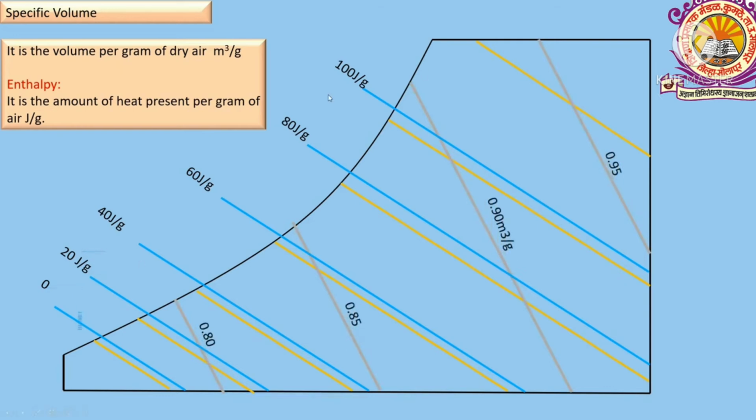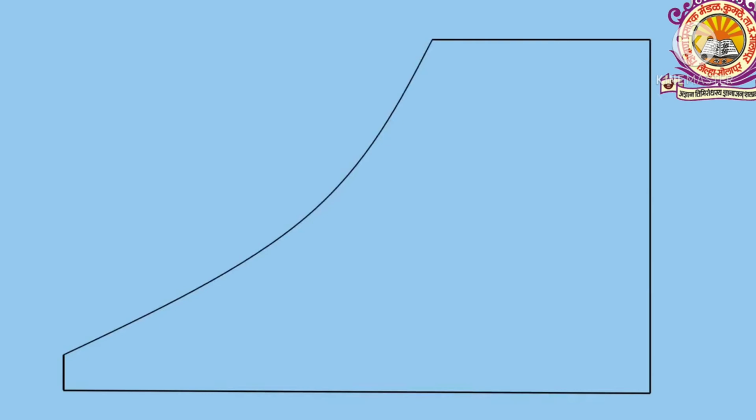These are the specific volume lines, from 0.80 meter cube per kg to 0.95 meter cube per kg. So it depends upon which unit. Now we can see the combined psychrometric chart, how to draw it, showing all the properties.